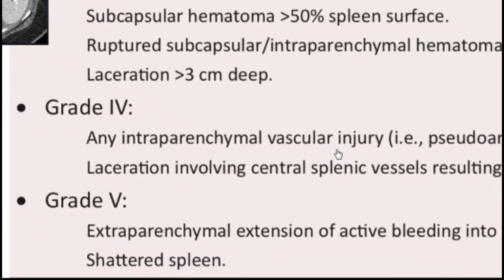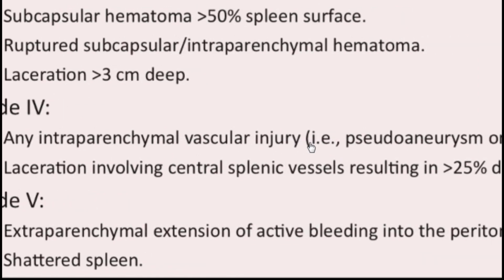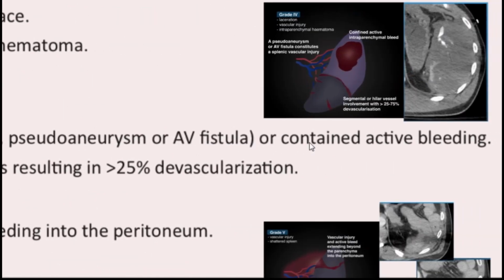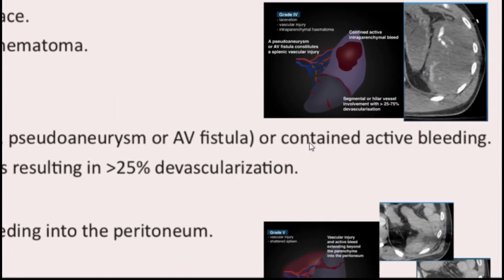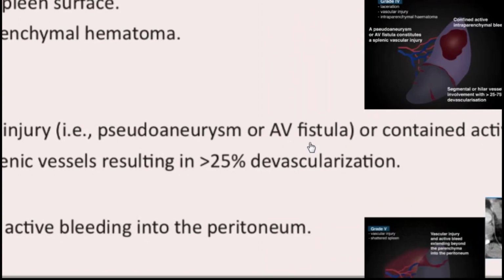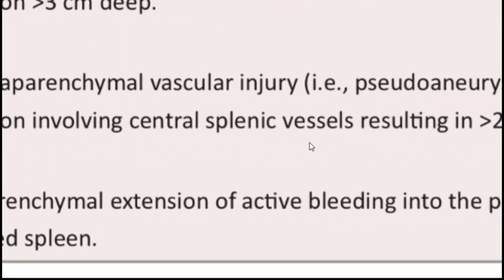Now, grade 4, when we have an intraparenchymal vascular injury, whether it's a pseudoaneurysm or AV fistula, or contained active bleeding, so it means not hemoperitoneum, or when the laceration involves the central splenic vessels, resulting in more than 25% devascularization of spleen tissue.